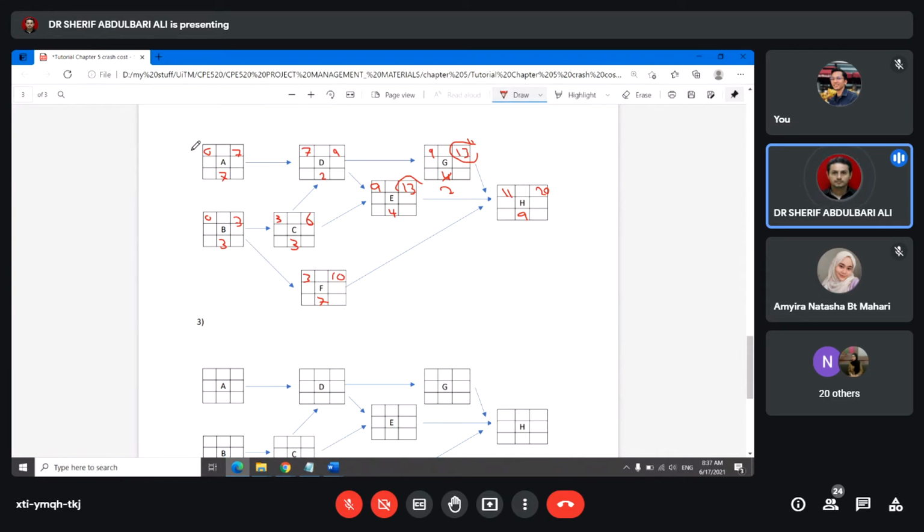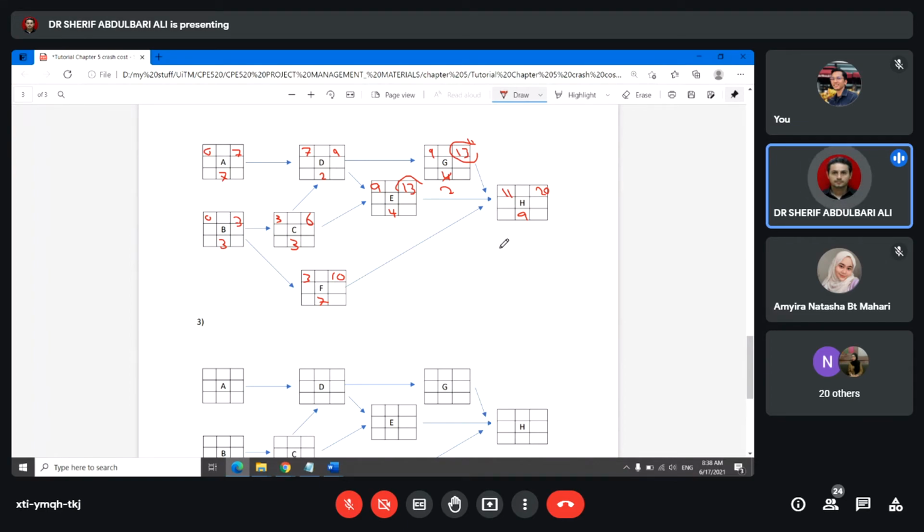I can choose to crush activity A, or I can crush activity H. What you need to do from here, both of them, you can crush them. Actually, you can crush H or you can crush activity A. But the final answer for you is to see how much direct cost you are going to get from that. If crushing activity A is going to be the minimum, or crushing activity H is going to be minimum, or crushing 1 day from A and 1 day from H is minimum.